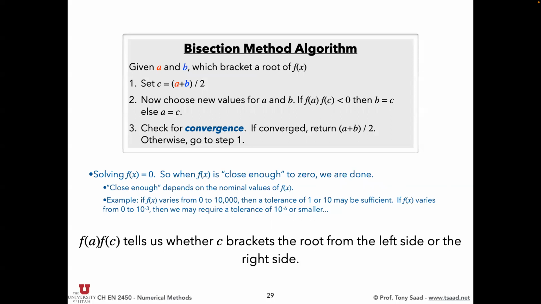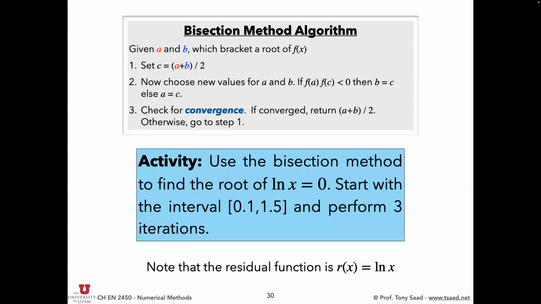And f of A times f of C tells us whether C brackets the root from the left or the right side. So now with this algorithm, I want you to run 3 iterations to find the root of log of x equal to 0. We kind of know where that root is, but I want you to use the bisection method to find it. Start with the interval 0.1 and 1.5 and perform 3 iterations.